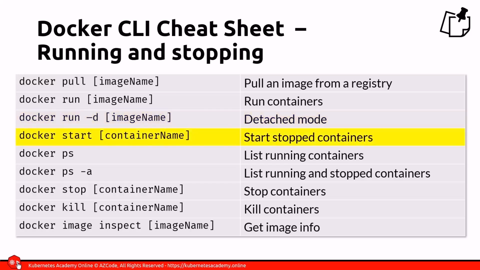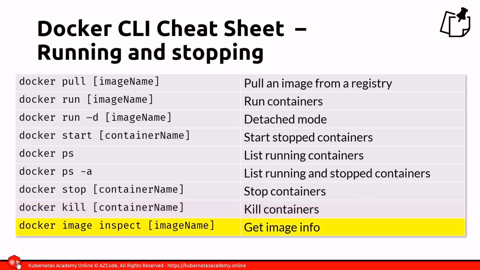The start command will run a container that is in the stopped state. Docker ps will list all the containers currently running, and add the -a flag to also list all the stopped ones. Docker stop will stop a running container, but the container will still be in memory. We will see how to remove them from memory in a few minutes. Docker kill will kill a container that might be stuck in memory. You usually don't use this command, but it's useful to know.